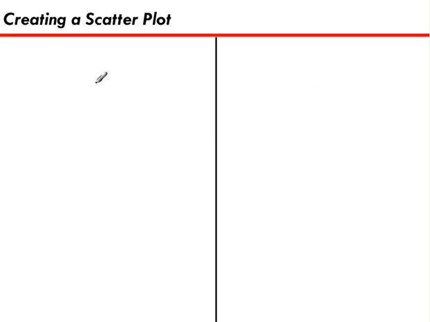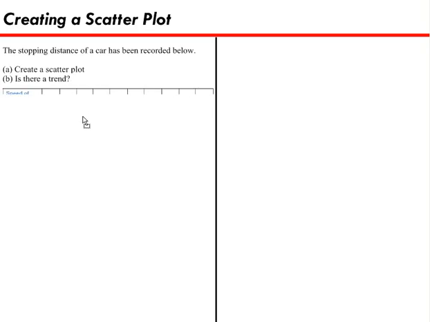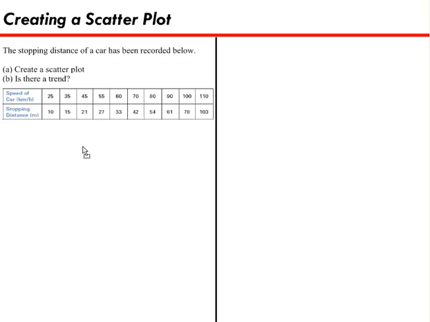So let's have a look at the first problem that I'm going to solve. The stopping distance of a car has been recorded below. And in A, create a scatter plot. And then in B, we're going to look at the scatter plot and ask ourselves, is there a trend? Do we see anything? And we've been given the results of the study in a table that looks like this, where the first row is the speed of the car, and the second row is the stopping distance in meters. So we have a bunch of points, basically, or ordered pairs that go together. So we need to put those on a scatter plot first in A. Let's get started.